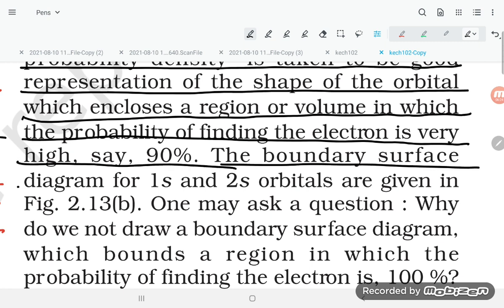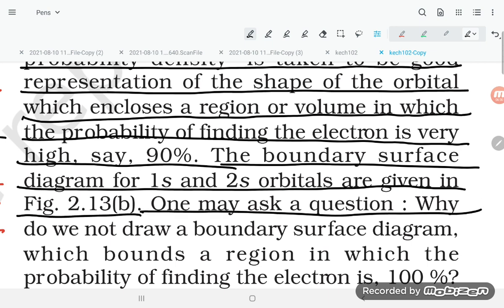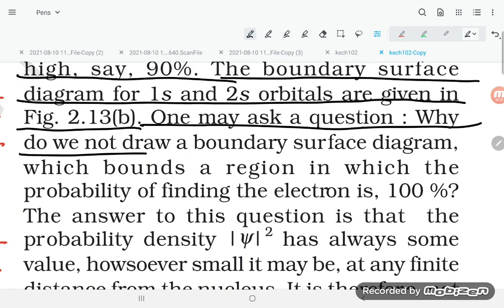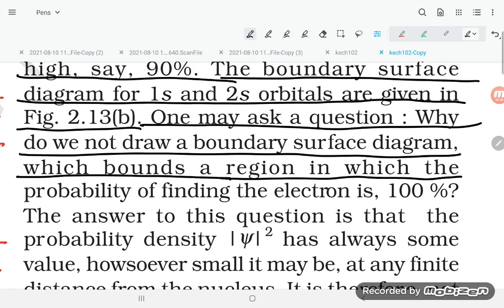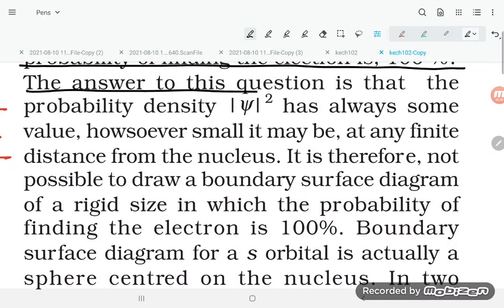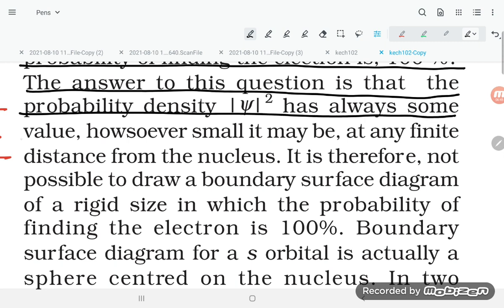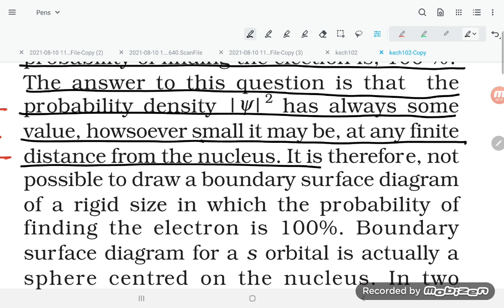The boundary surface diagram for 1s and 2s orbitals are given in figure 2.12b. One may ask the question, why do we not draw the boundary surface diagram which bounds a region in which the probability of finding the electron is 100%? The answer to the question is that the probability density psi square has always some value, howsoever small it may be, at any infinite distance from the nucleus.